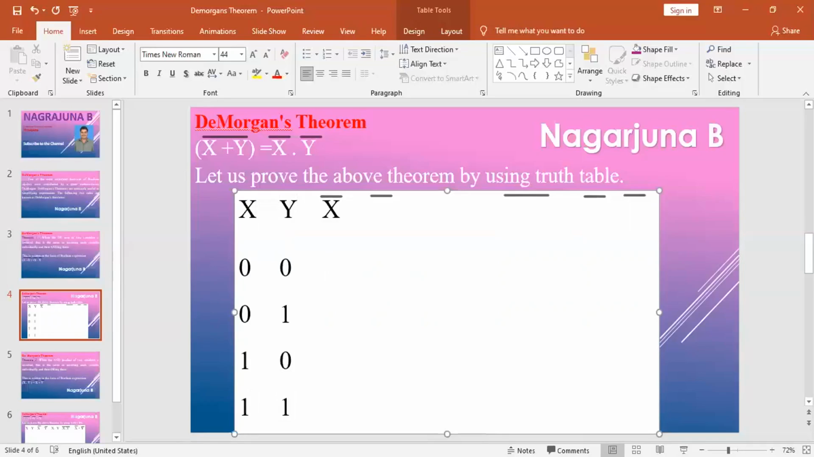So x value is 1, therefore x bar will be 0. X value is 0, therefore x bar will be 1. X value is 0, again x bar will be 1. X value is 1, therefore x bar will be 0. Next we need to find y bar.